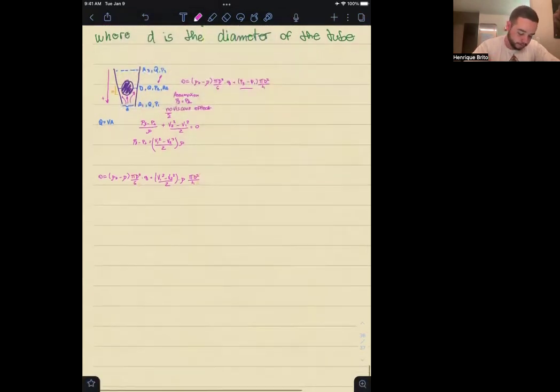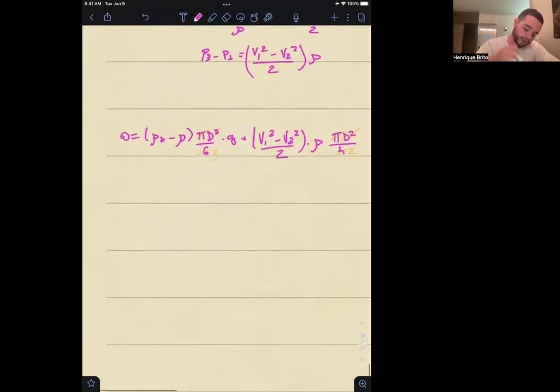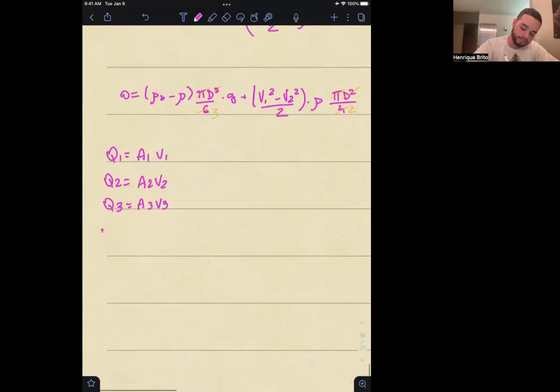So the flow rate is the same for every single one of them, right? Like I said before, Q1 equals A1 V1, Q2 equals A2 V2, Q3 equals A3 V3, and they are all the same.